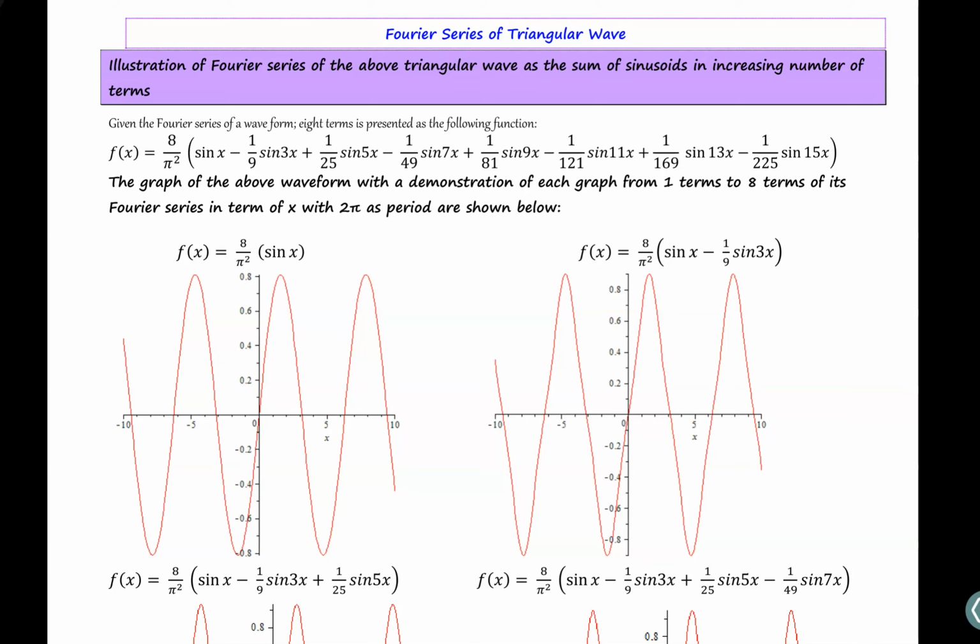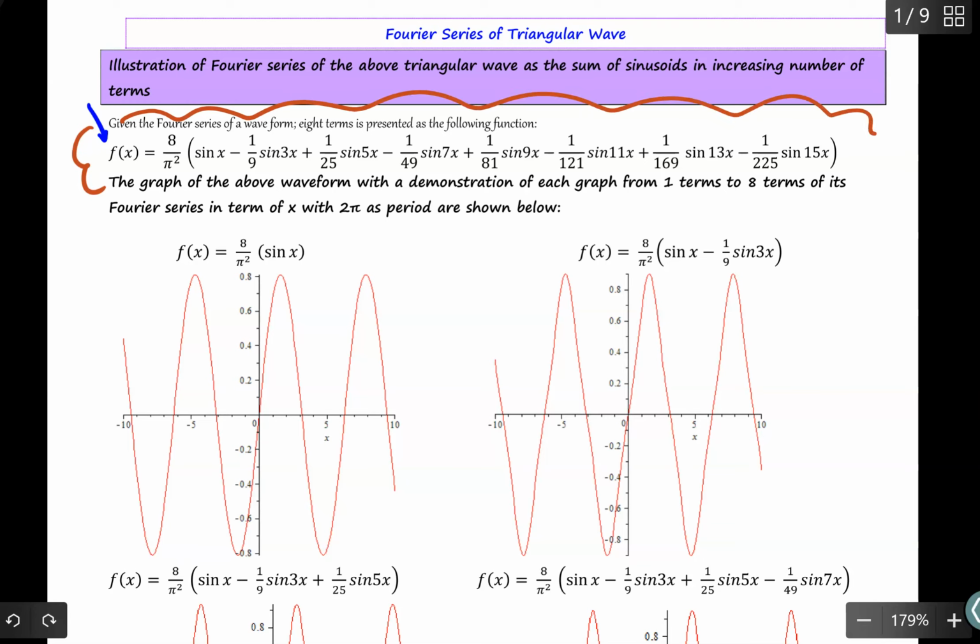Hello everyone. In this video, we will work with triangular waves and their Fourier series. Let's take a look at function f(x). It's already given to me as a over pi squared multiplied by the sine terms inside the brackets. Note that we only work with sine terms in this case, and we are dealing with odd harmonics. Let's examine how this wave behaves in terms of the sine wave and its Fourier series.